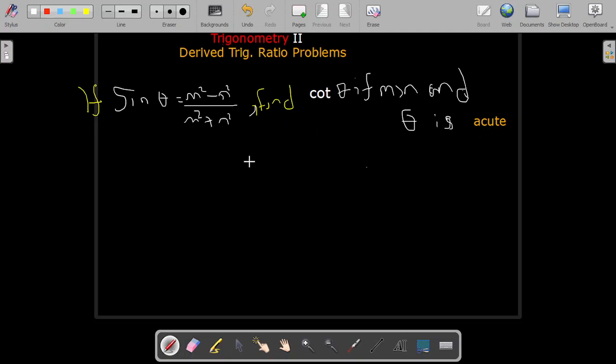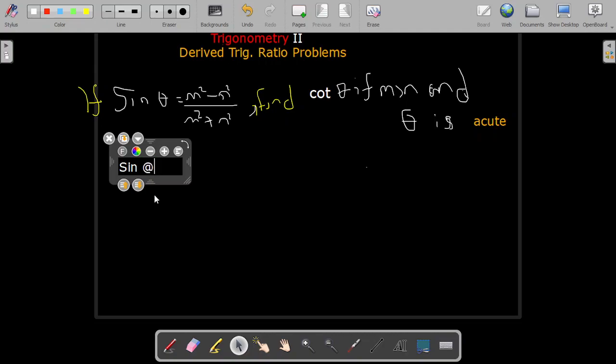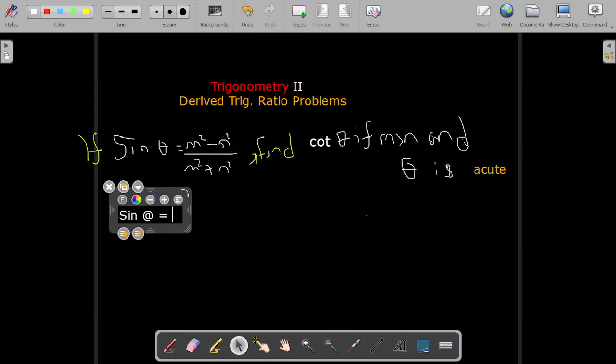Before we proceed, let's look at some trig ratios. In this video I'll be using this sign to represent angle theta because I don't have angle theta on my keyboard. It's not part of the keys on my keyboard, so this is going to be used as angle theta here.